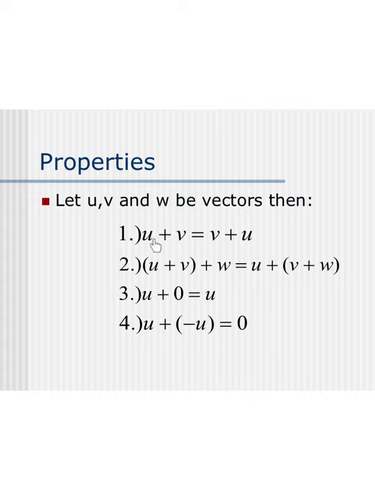If we have u plus v, the order of addition doesn't matter, so that's going to equal the same as v plus u. With our associative property here, we have u plus v plus w, so the way we group things is going to be the same as u plus v plus w. So I can add u and v together and then add w, or I could add v and w together and then add u, and we're going to get the same answer. u plus 0, which is a 0 vector, is going to be just u. And then lastly, u plus its opposite is going to end up just being 0.